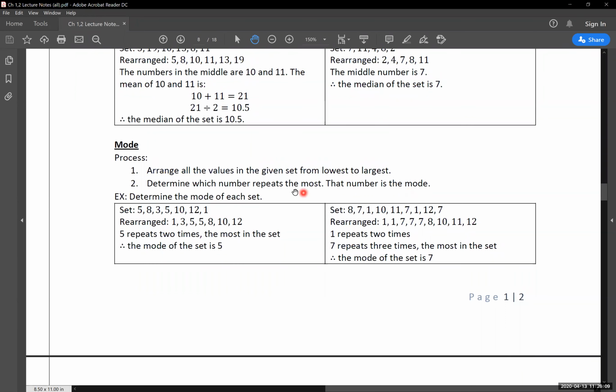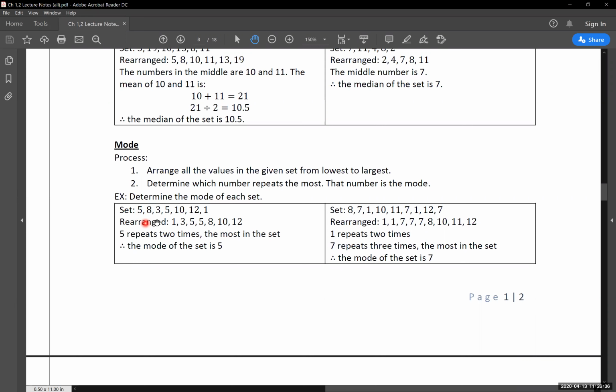So we went through a couple examples of, given a set, how to rearrange it. We're just going to walk through our two that we have here, because the mode does not have too much, if anything, in the way of calculations. So we're going to work with our first example. We're given a set of 5, 8, 3, 5, 10, 12, 1. And you might be able to look at this now and say, well, it's going to be 5. It repeats twice. Okay, well, cool. Let's go through the process.